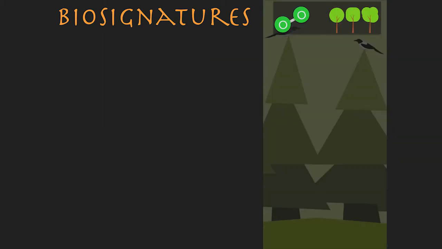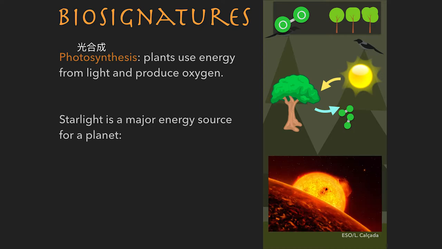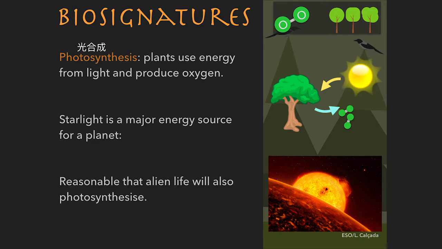Okay, so how about oxygen? Well, on Earth, oxygen is primarily produced by photosynthesis. That is, plants are using sunlight for energy, and they're producing oxygen as a byproduct. Now, starlight is going to be a major energy source for most planets that we know of. So it's not unreasonable to assume that life on other planets may also use photosynthesis and generate oxygen as the same byproduct. But it's not the only way oxygen can be produced.